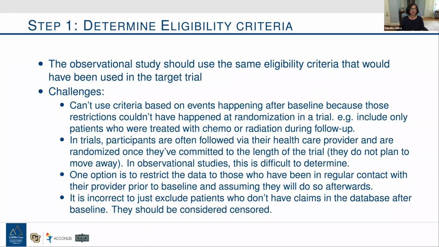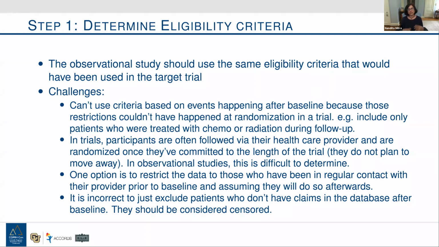Of course, if we're emulating a target trial, we want to think about who would be eligible and who wouldn't be. So you want to start by thinking, when you're setting up your observational study, very carefully, just like you would with a clinical trial, about who would be eligible. And you should be using the same eligibility criteria that you would for your target trial, that dream trial. But there are quite a few challenges that you should think through.